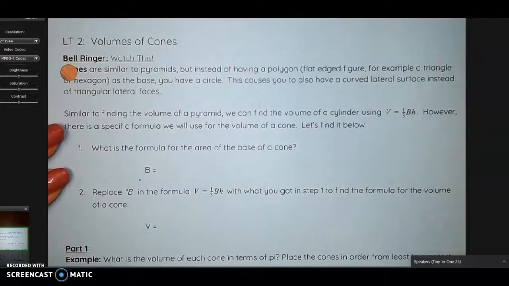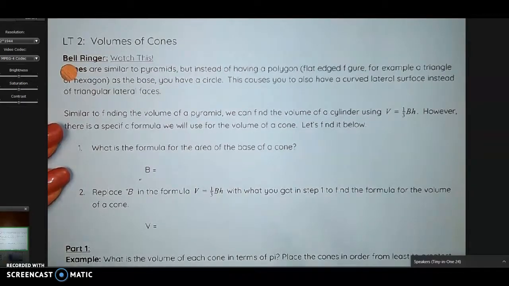Hello, today we are going to be taking a look at how to find the volume of a cone. So our last one was a cylinder, and this is going to be very similar to that because it has one end that does look like a cylinder, but then it comes to that point. So cones are similar to pyramids and to cylinders. It's kind of a mixture of the two.